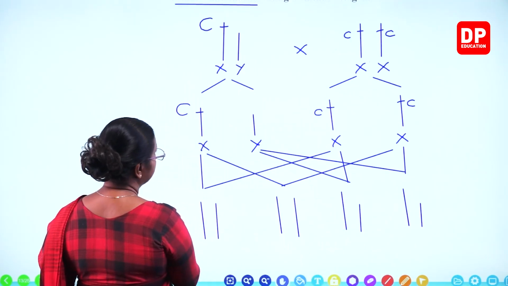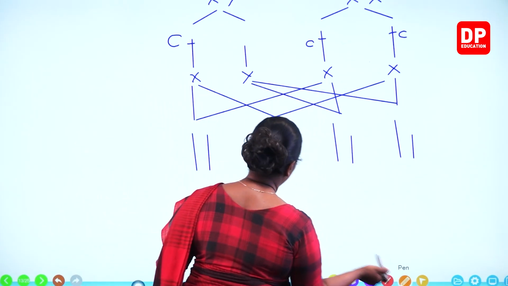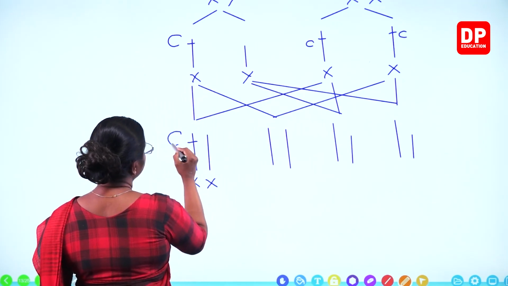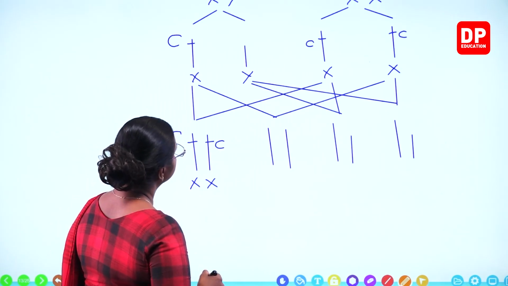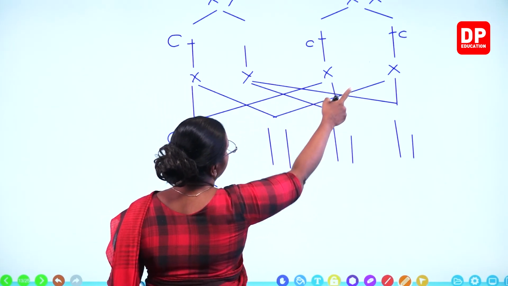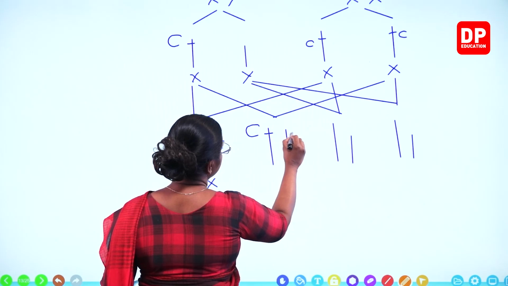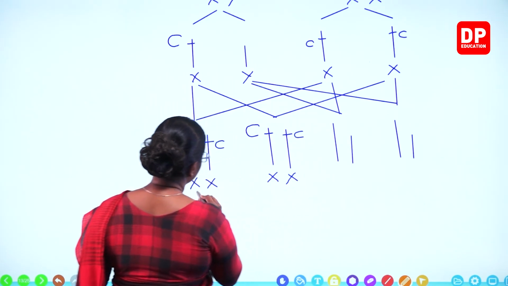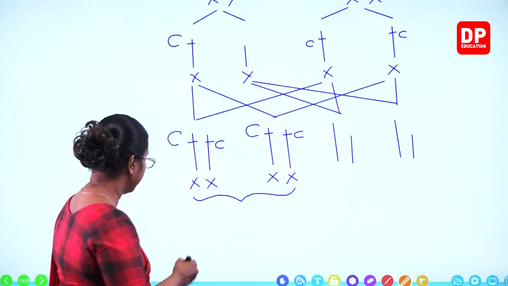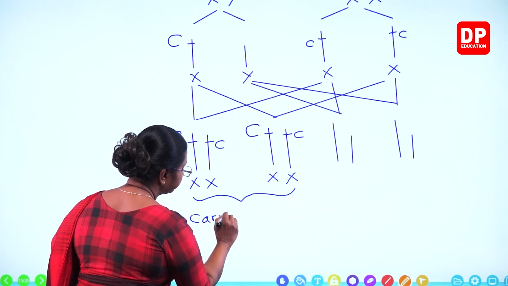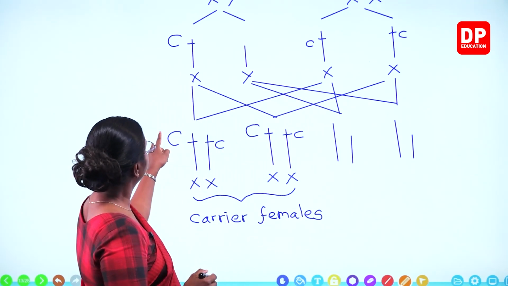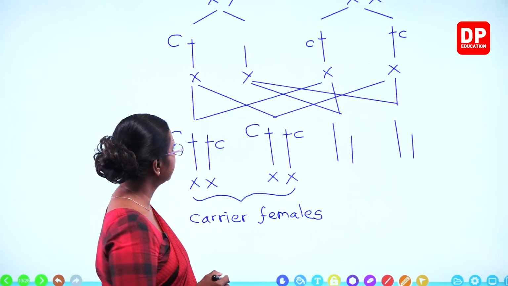So both are males. If we write that X, X, so X with color blindness, and here simple C. This is again X and X, that is also capital C, simple C, X and X. So both these are females. Both of them have capital C, simple C. So both are carrier females. Why? One is capital C, other one is simple C.